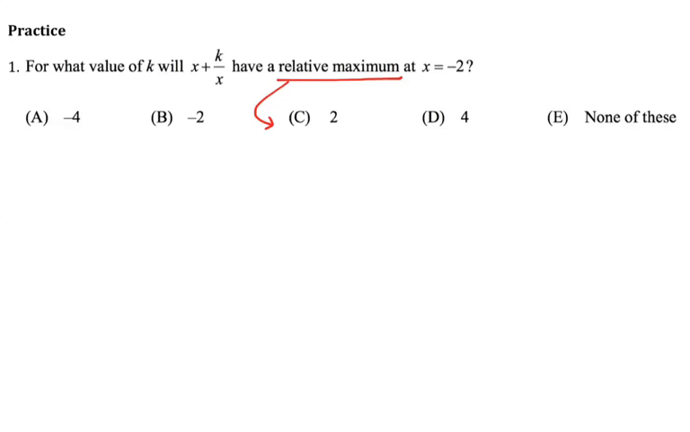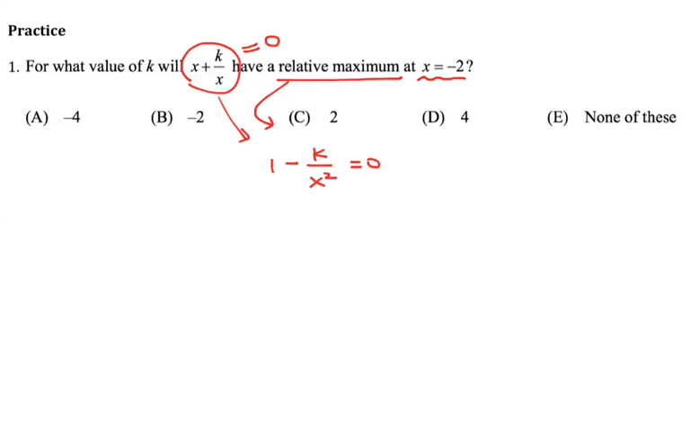Now, in this case, since they told us that x has to be equal to -2, what we end up doing is taking the derivative of this one and setting it equal to 0. When x equals -2, this derivative has to be equal to 0. So we'll see what happens. When you take the derivative of this, we end up getting 1 minus k over x squared. I simply use the power rule here. Has to be equal to 0.